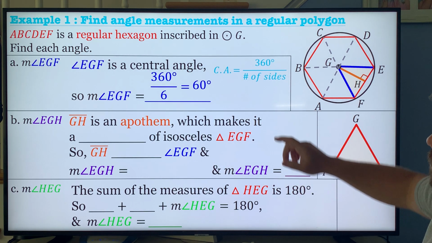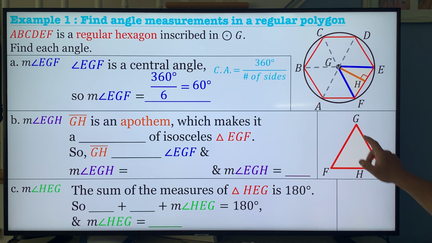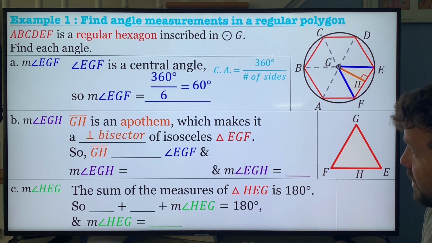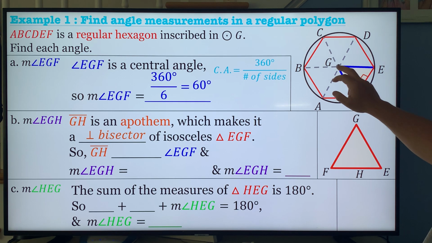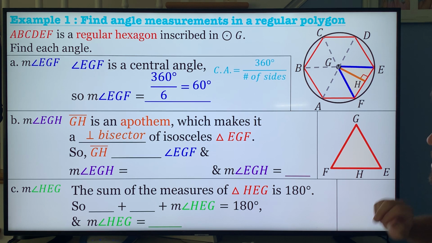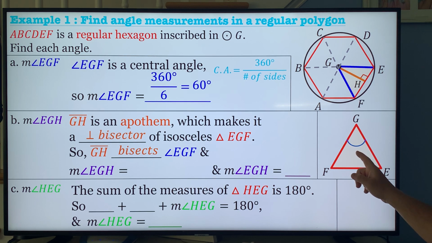All right, so the measure of angle EGH. So this angle right here, EGH. I'm going to pull out this piece and put it down here. GH is actually a perpendicular bisector because this is the apothem. It's perpendicular to the side and it cuts it in half. And this is an isosceles triangle right here. So GH bisects that angle right there.